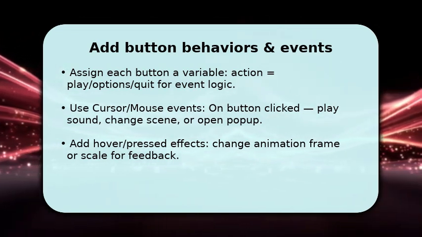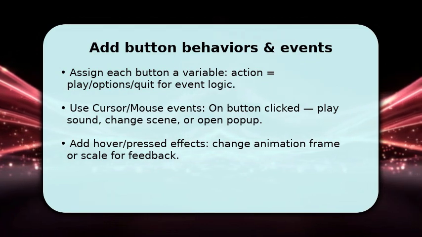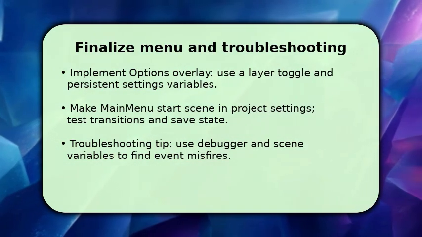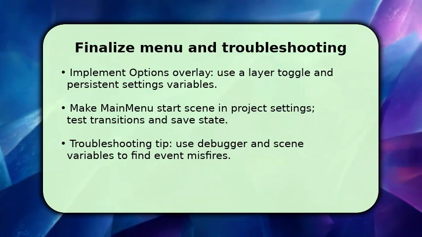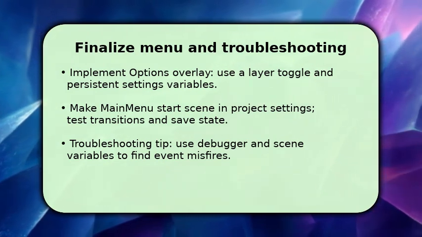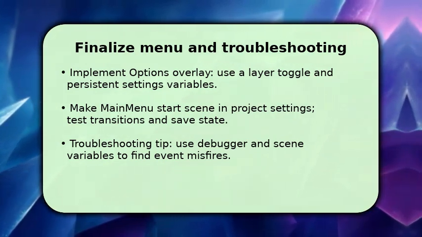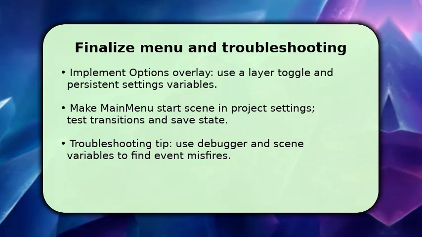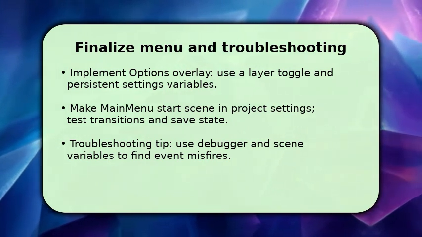You finalize by creating an options overlay on its own layer with sliders and toggles that write to global or storage variables so settings persist between scenes. Set main menu as the startup scene in Project Manager and test every transition, including pause and resume behaviors.